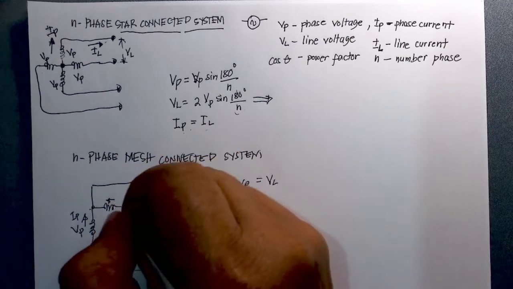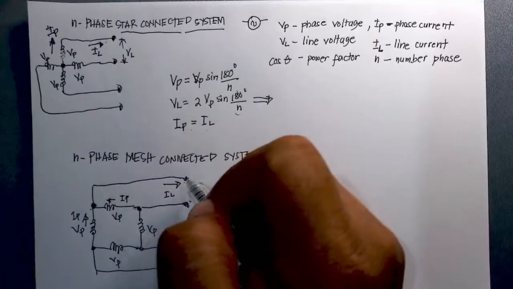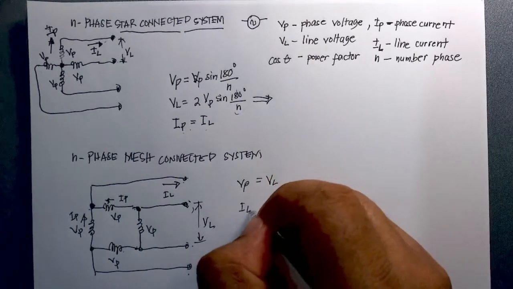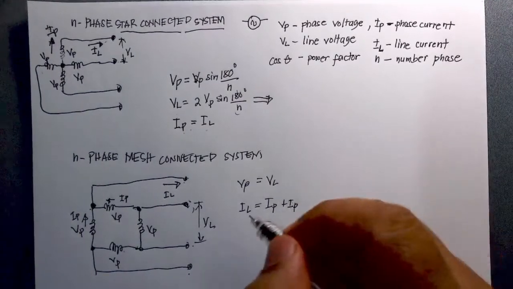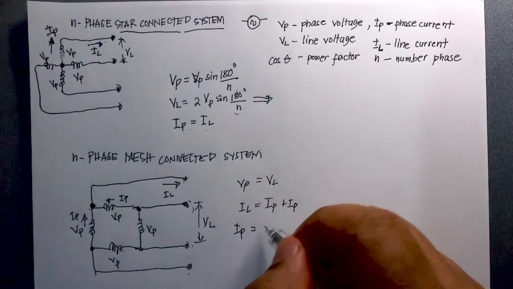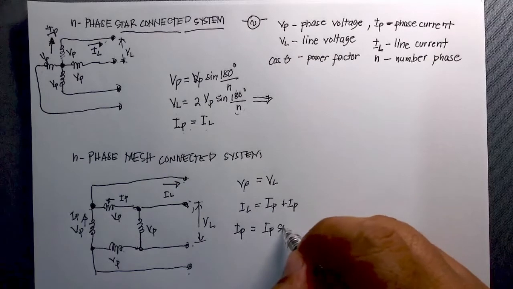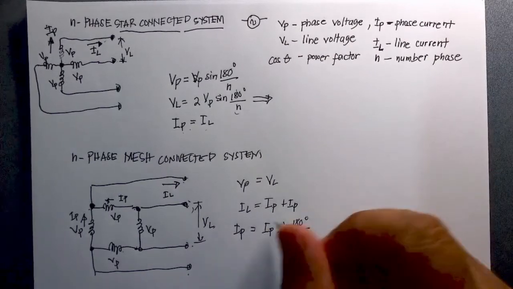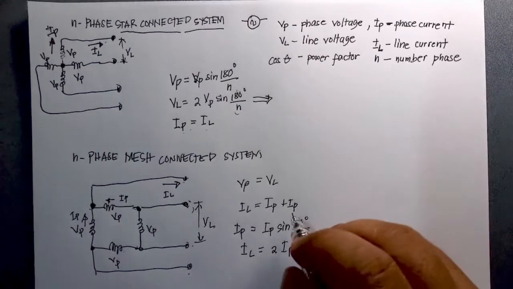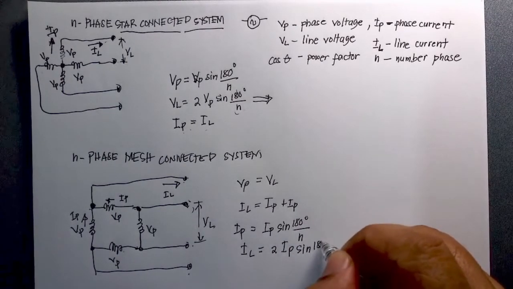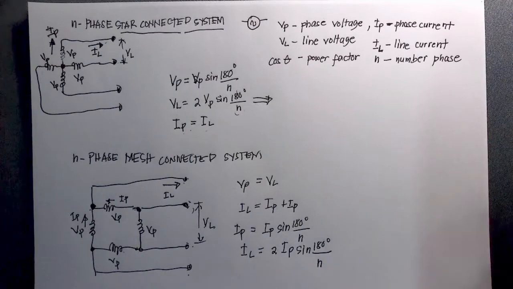Okay, and your current, you will notice that if there is a current here, passing also to this point, you have an IP. You make a Kirchhoff's current law at this point, you'll notice that IL is actually the summation of IP plus IP. So that is twice IP. Okay, but our IP again is the maximum value I phase, which is sine 180 degrees over N, and when you substitute that here, your IL will be twice IP sine 180 degrees over N. Okay, so this is how we interpret that one.